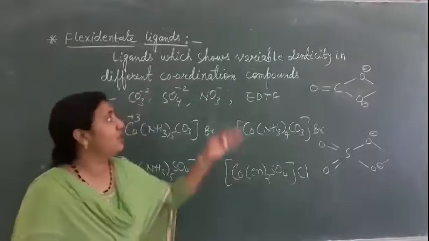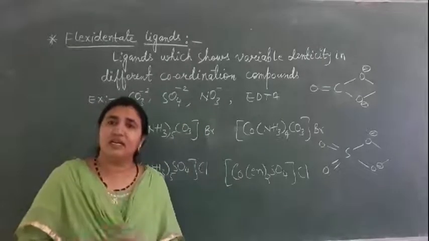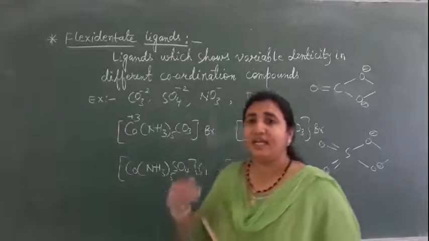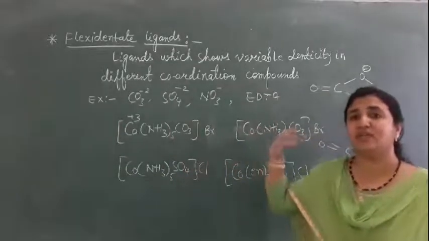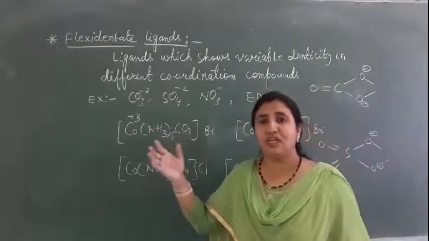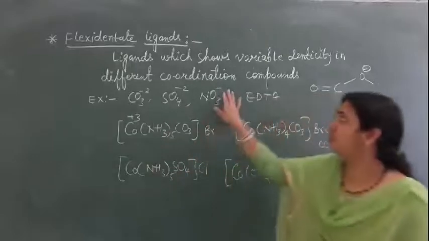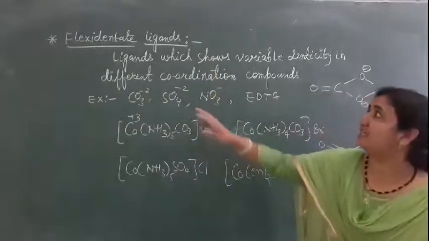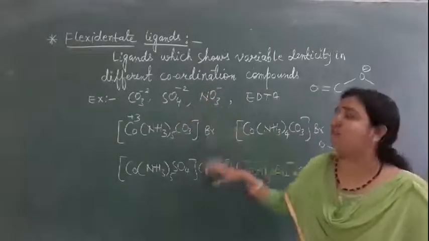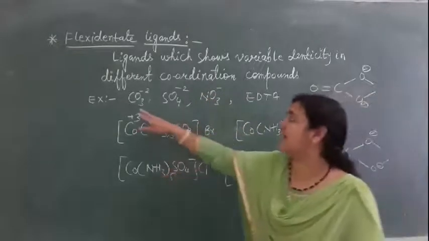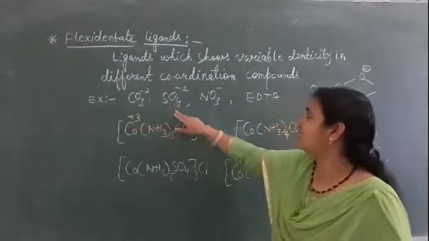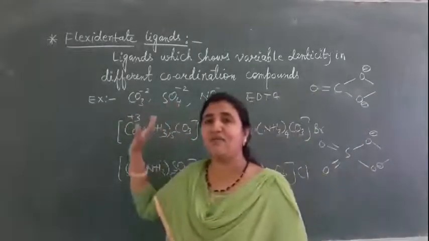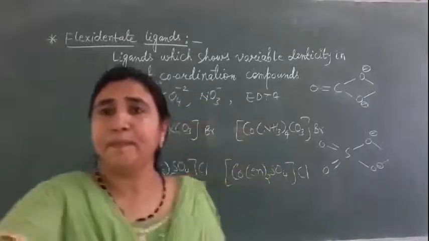So flexible ligand means they can act as monodentate, and in some compounds they can act as a bidentate ligand also. EDTA can be bidentate, tridentate, tetradentate, pentadentate or hexadentate. It has 6 donor atoms, so it can donate 1, 2, 3, or at a time 6 also. So the name is flexidentate ligands. Examples to remember: carbonato, sulfato, nitrato and EDTA. These are examples of flexidentate ligands.